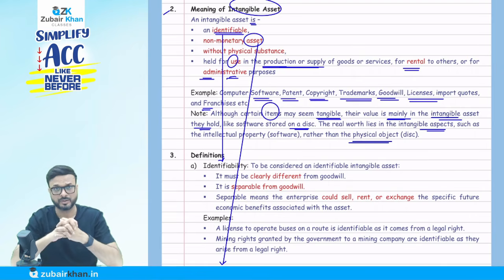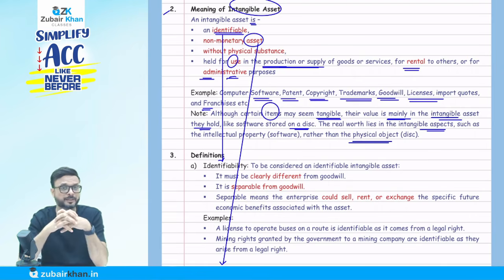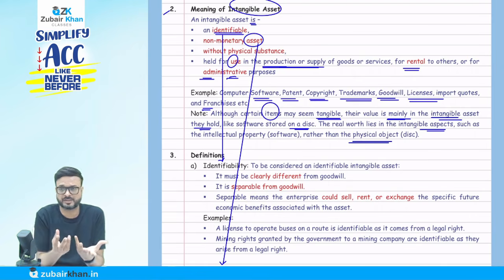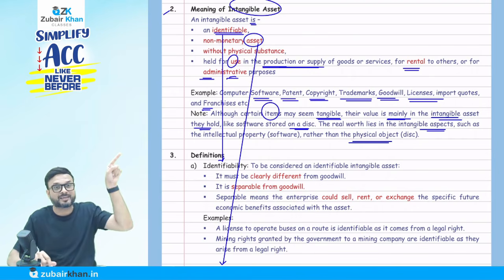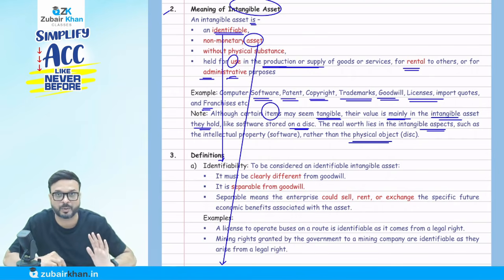Accordingly, we will decide. So sometimes you may feel that this is not intangible. For example, take software which comes in a car. Where the software is the main content, we are going to call it an intangible. Where the car is the main content, we are going to call it PPE. You got the point? Okay.